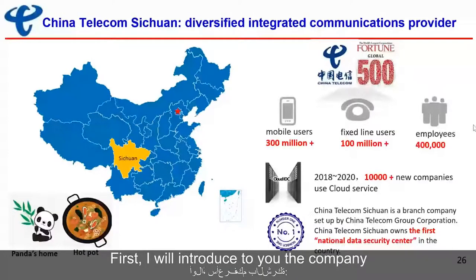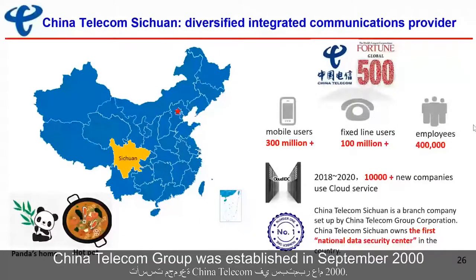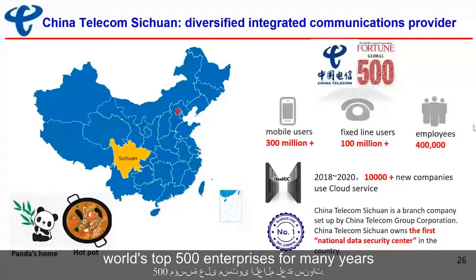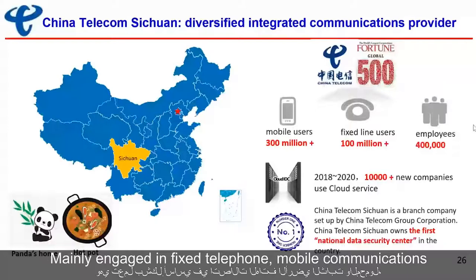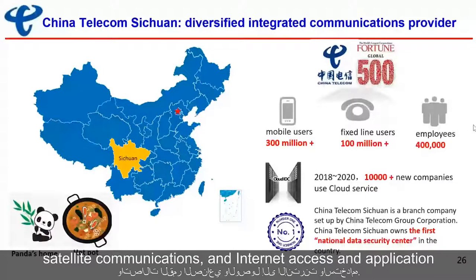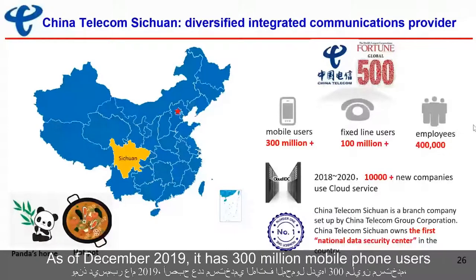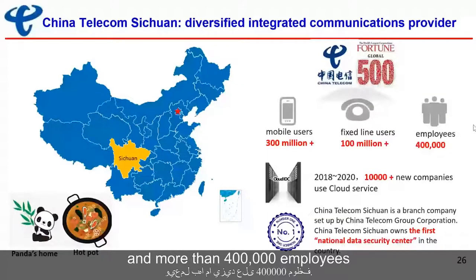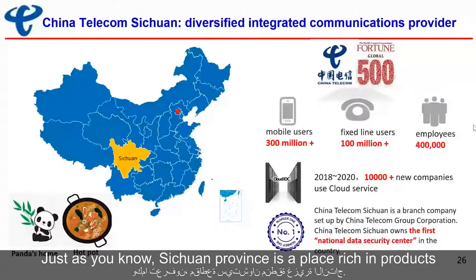First, I will introduce the company China Telecom and China Telecom Sichuan. China Telecom Group was established in September 2000. It's a very large communications company in China. It has been selected as one of the world's top 500 enterprises for many years, mainly engaged in fixed telephone, mobile communications, satellite communications, and internet access and application. As of December 2019, it has 300 million mobile phone users, 100 million fixed phone and broadband users, and more than 400,000 employees.